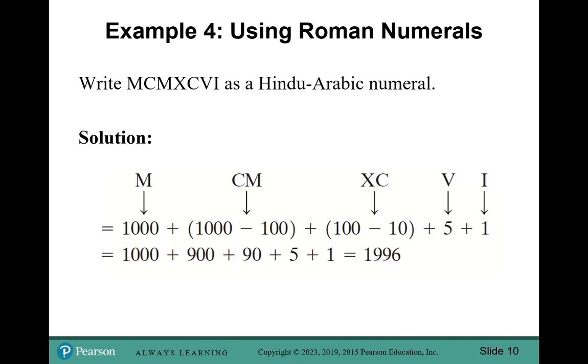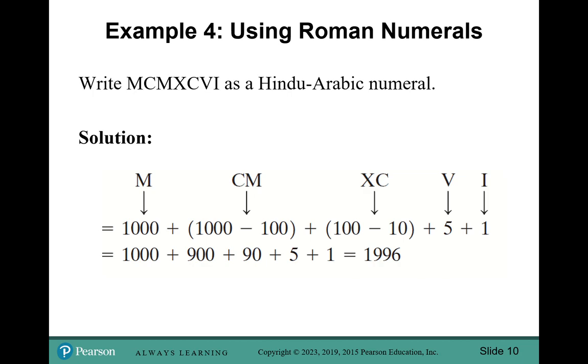Now we want to write MCMXCVI as a Hindu-Arabic numeral. The M represents the 1,000, but because the C, represented by 100, is smaller than the M and is written before the next M, it means that we need to subtract 100 from that 1,000. And because the X is before the C in this next set, we need to subtract the X from the C, the 10 from the 100. And then we have a simple V and an I, so 5 and a 1.